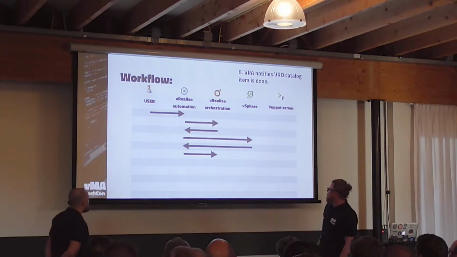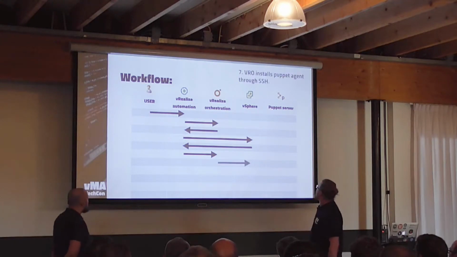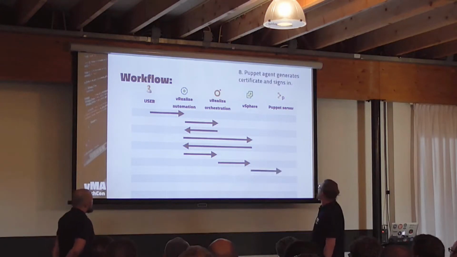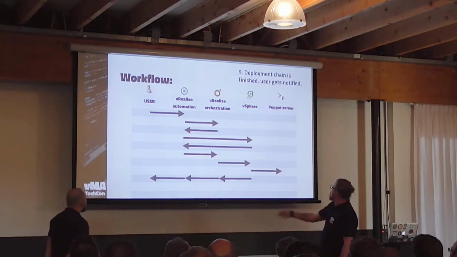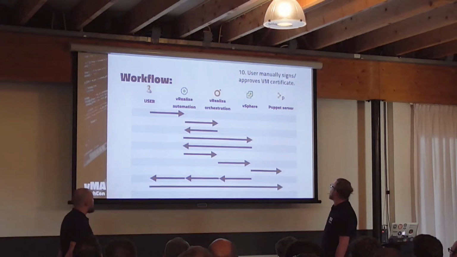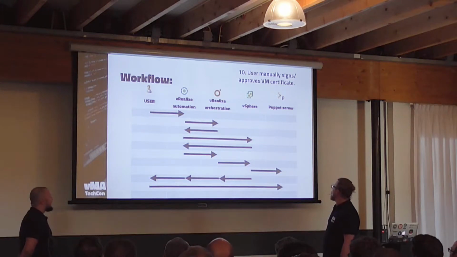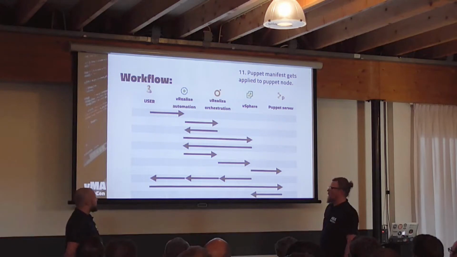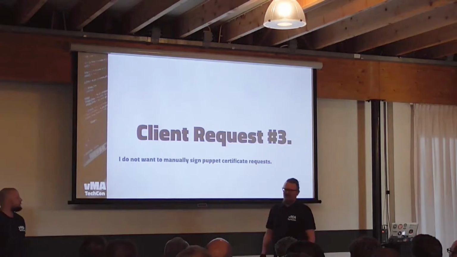vRealize tells vRO that a machine is built, and the vRO workflow to install the Puppet agent runs on the remote machine through SSH. Then the Puppet agent generates certificates and signs it. Everything is notified back to the user, and then the user or admin has to log into the Puppet server and approve this certificate. And then the Puppet manifest gets applied to the Puppet node. Now I know what you're all thinking. That automatically signing off that certificate is bogus.